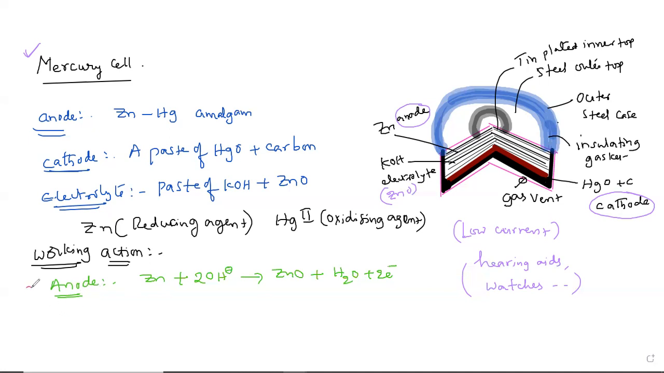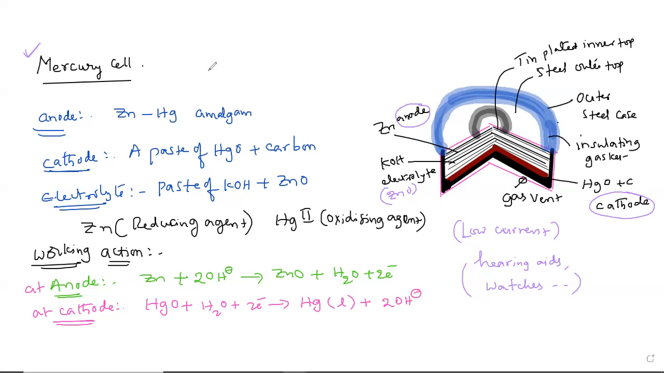Now what about the cathode reaction? What kind of equation takes place at the cathode? The cathode is mercuric oxide, which receives the H2O obtained at the anode along with 2 electrons. Addition of electrons takes place, converting mercuric oxide into liquid mercury with the formation of OH minus ions.